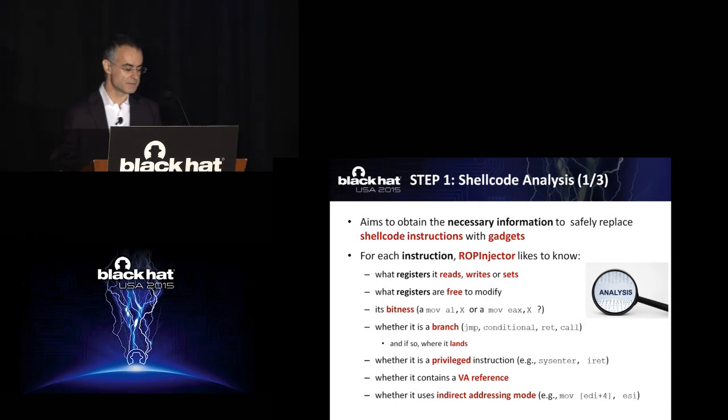Let's analyze the first step, shellcode analysis. This step aims to obtain all the necessary information in order to safely replace the shellcode instructions with gadgets. For each instruction of the shellcode, our tool needs to know what registers it reads, writes, or sets, what registers are free to modify, its bitness, whether it is a branch and, if it is, where it lands, whether it is a privileged instruction, if it contains virtual addressing, and whether it uses an indirect addressing mode.